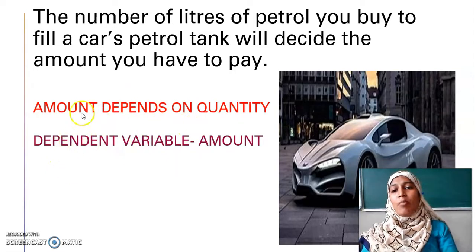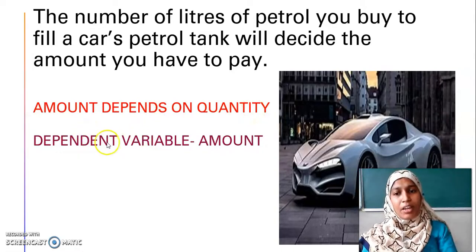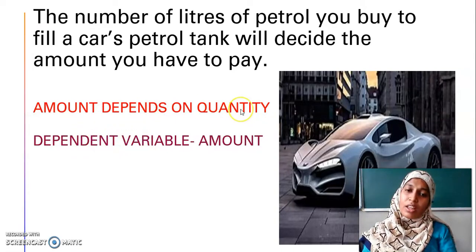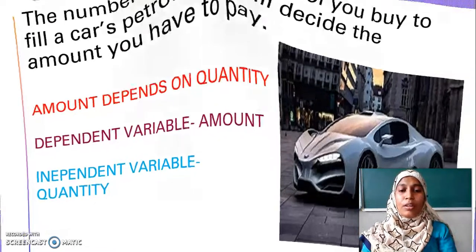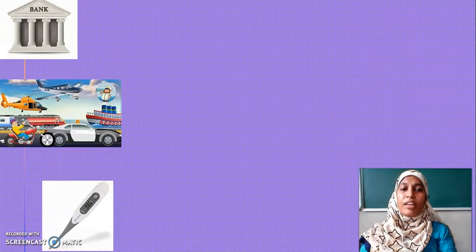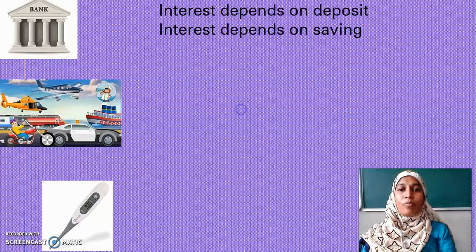Okay children, amount is depending on quantity. So amount is a dependent variable. What name will you give for quantity now? Very good, it is the independent variable. These things are there in your textbook, but this will be discussed in depth in the chapter direct variations and also in algebra. Now let us get into some real life applications of how dependency takes place.